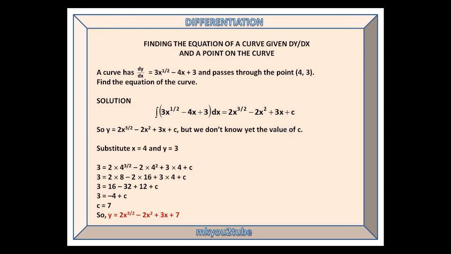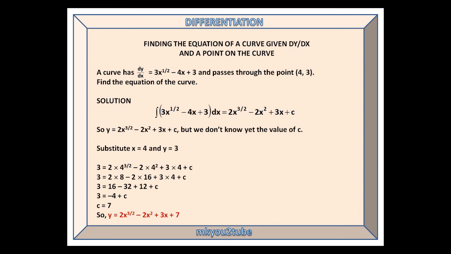To finish, here is an example on finding the equation of a curve given dy by dx and a point on the curve. A curve has dy by dx equals 3x to the power of a half minus 4x plus 3 and passes through the point 4, 3. Find the equation of the curve.